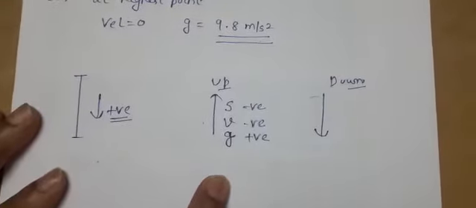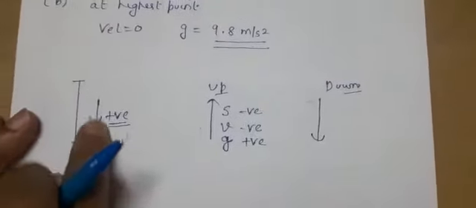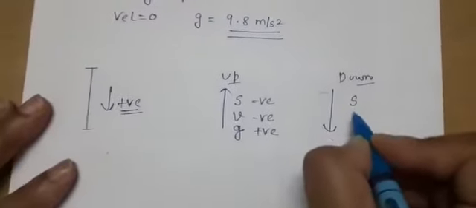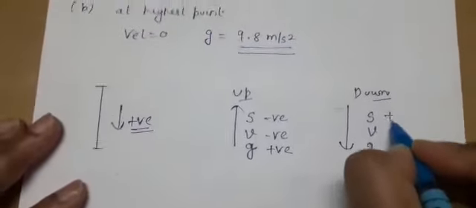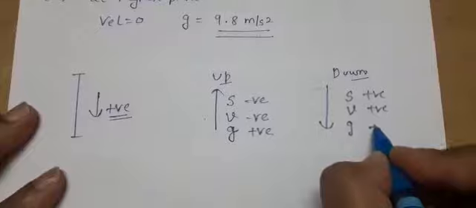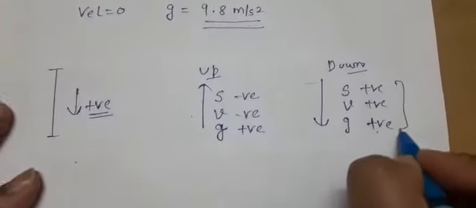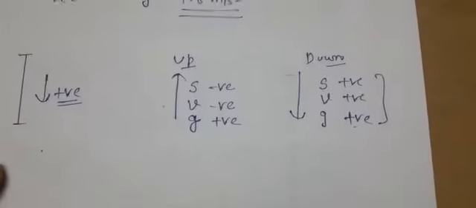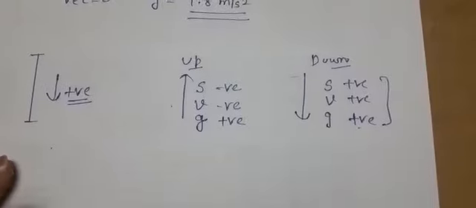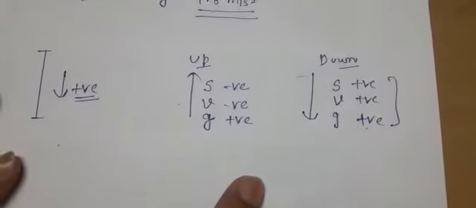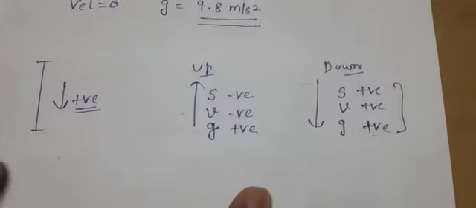Now, when the body is thrown downward, parallel to the convention chosen, all three parameters, displacement, velocity and acceleration due to gravity, will be positive. So this way also you get more clarity about sign conventions.